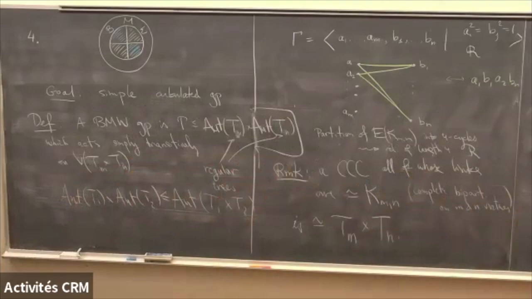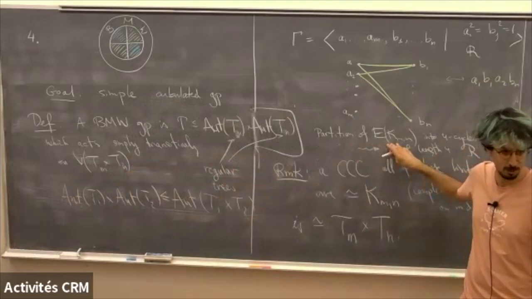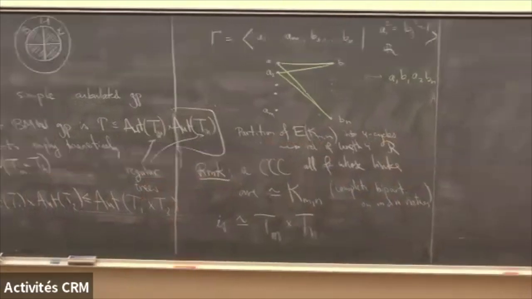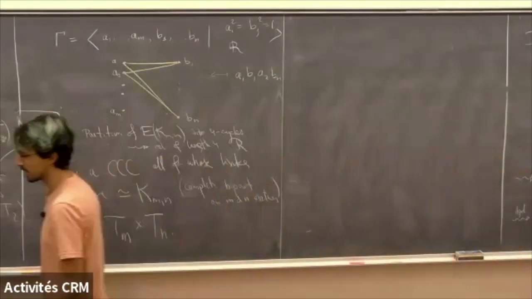Yes, it's a partition. It's really a partition of this thing. You want all edges to appear once in each 4-set. You understood what I meant, right? There's one 4-cycle in which each edge appears.